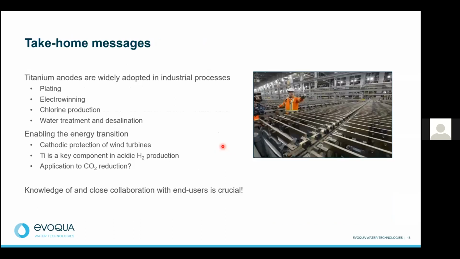So with that, my take-home messages are that I've hopefully convinced you that titanium-based anodes are an important component of many industries, and that they could be key enablers in the energy transition. Well, they already are, but they could be even more. They could also be a suitable counter-electrode for CO2 reduction. I've also talked a bit about our collaboration with partners, and that has given us much valuable information about how our coatings work and how to improve them. We think that's a very important thing to keep doing. Keep collaborating with your end user.